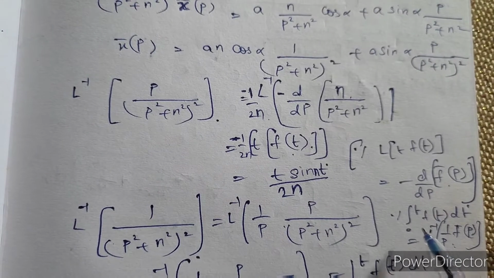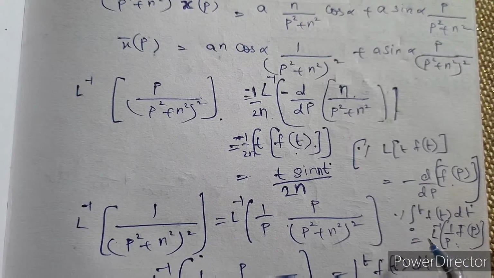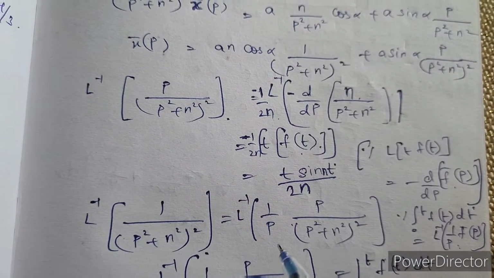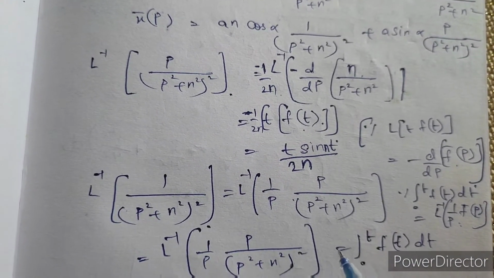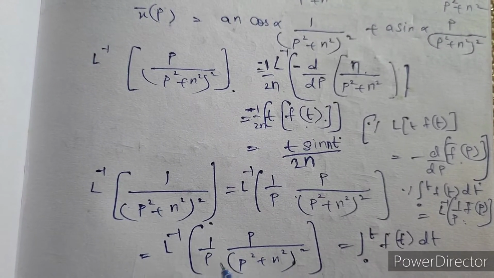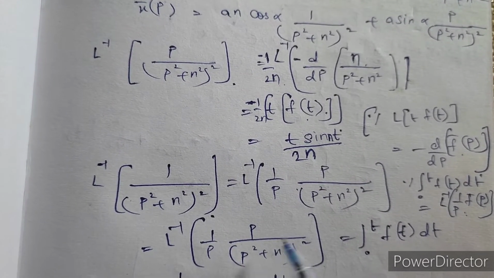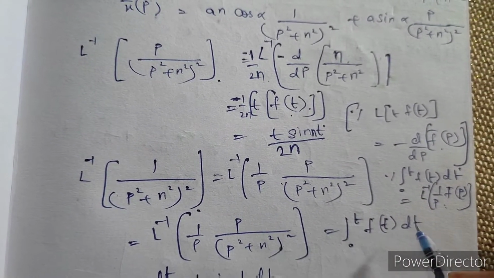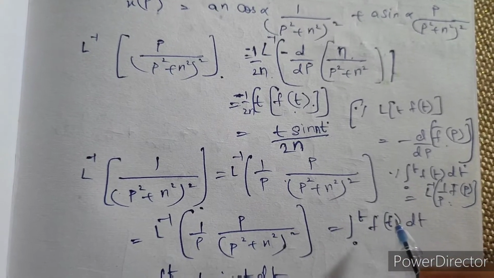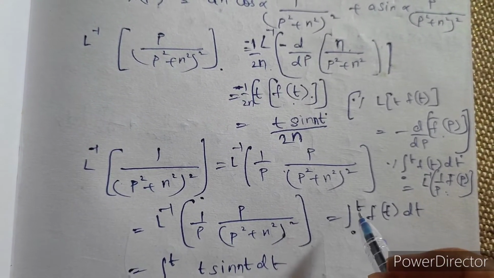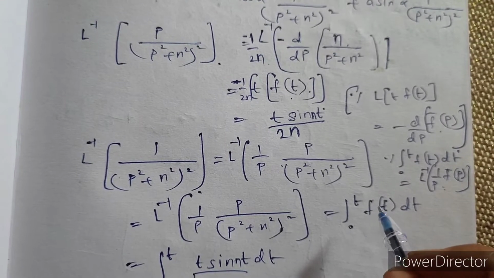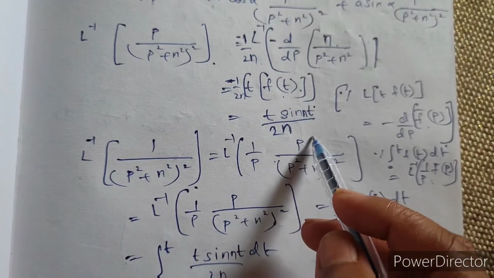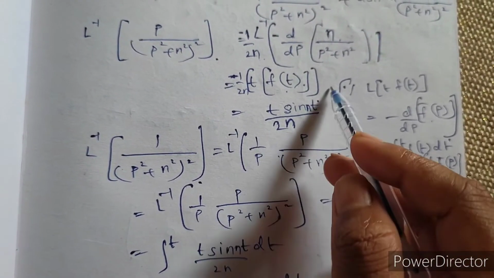So we have the formula, that is the integral over 0 to t of f of t dt is equal to the Laplace inverse of 1 by p into f bar of p. If you see here, you'll get the Laplace inverse of 1 by p into p divided by p square plus n square whole square. It can be written as the integral over 0 to t of f of t dt. So here f of t will be t sin nt divided by 2n, this it will be.